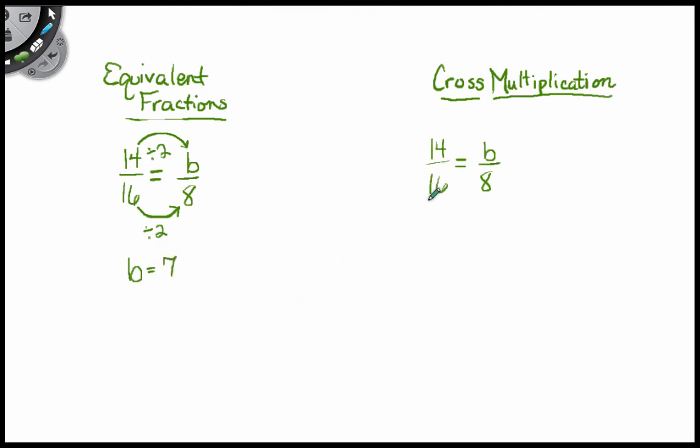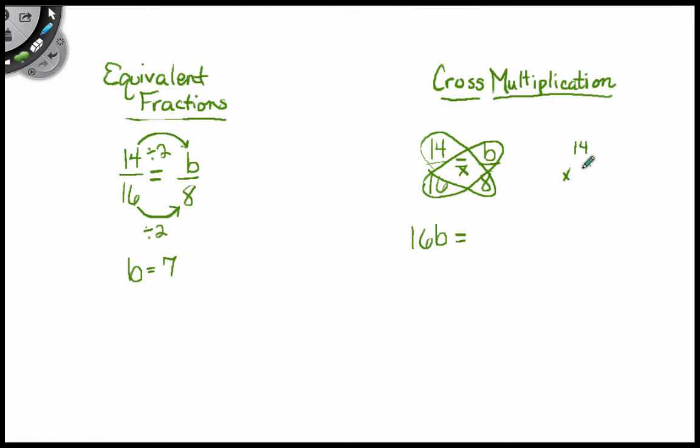Now we'll move over to the cross multiplication strategy, and we're going to go ahead and circle the expression or the part with the variables first. That means I'm going to do 16 times b, so that's 16b equals, don't forget your equal sign, and then we have to do 14 times 8. So we're going to go ahead and solve off to the side.